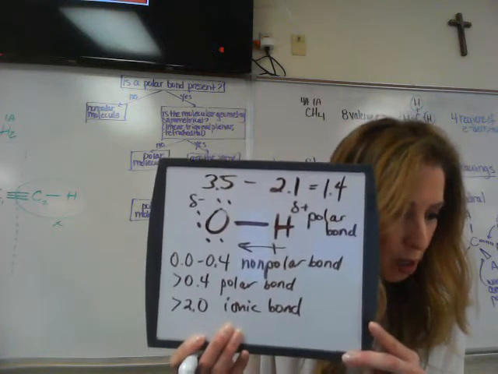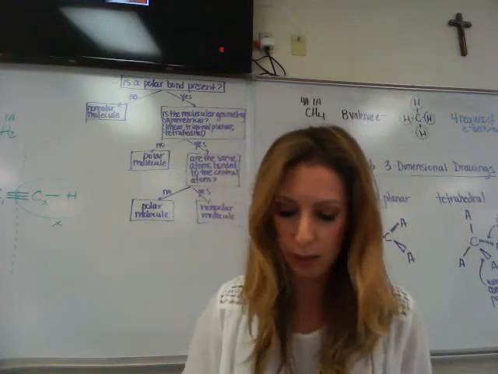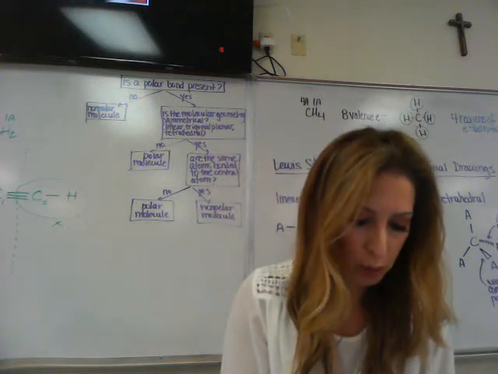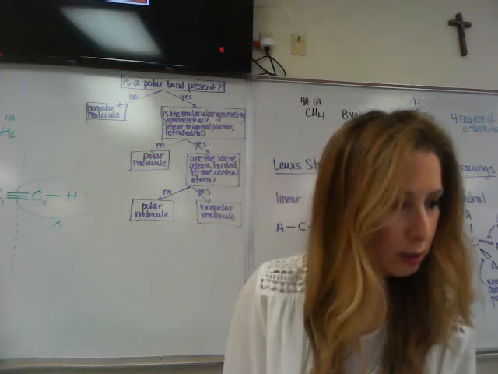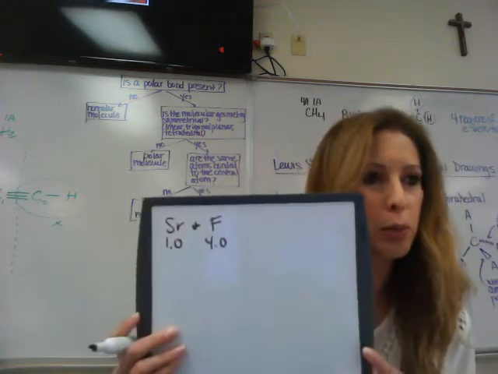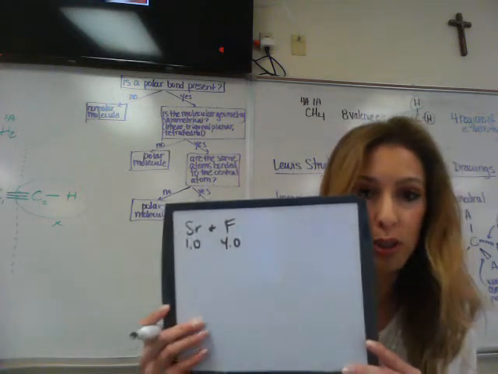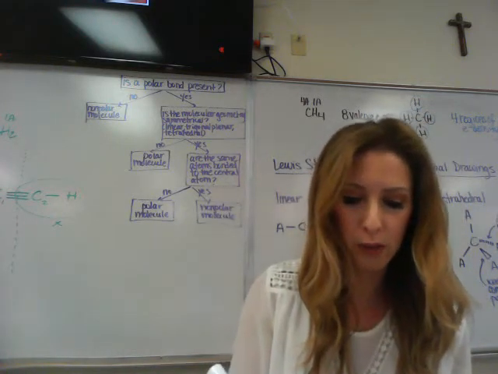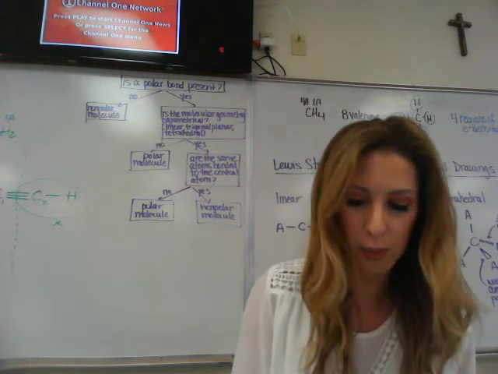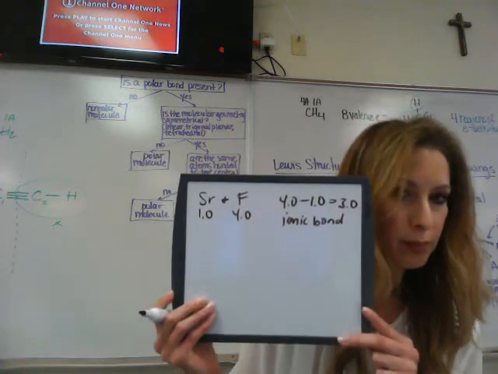Okay? If you take a look at student exercise number 9, I've given you 3 examples. The first one is strontium and fluorine. Strontium has an electronegativity value of 1.0. Fluorine is 4.0. You subtract those two values so you get a positive difference. 4 minus 1 is 3. So my electronegativity difference here is 3, and that falls within the ionic bond range. So I have an ionic bond between strontium and fluorine.